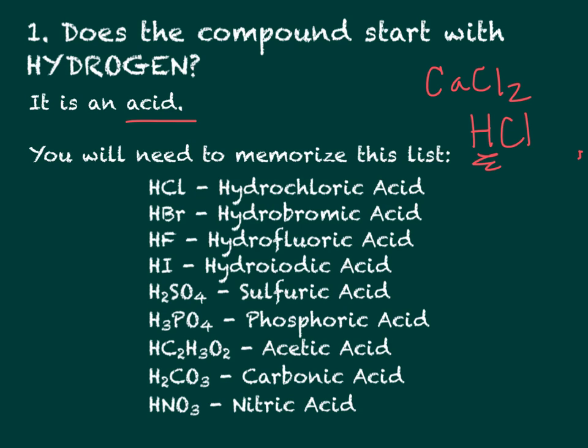HCl is hydrochloric acid, HBr, hydrobromic acid, HF, hydrofluoric acid, HI, hydroiodic acid, H2SO4, sulfuric acid, H3PO4, phosphoric acid, HC2H3O2 is acetic acid, H2CO3 is carbonic acid, and HNO3 is nitric acid. Again, these you need to memorize for the test. So go ahead now, make sure that you pause the video and jot these down and work on memorizing this before the test.